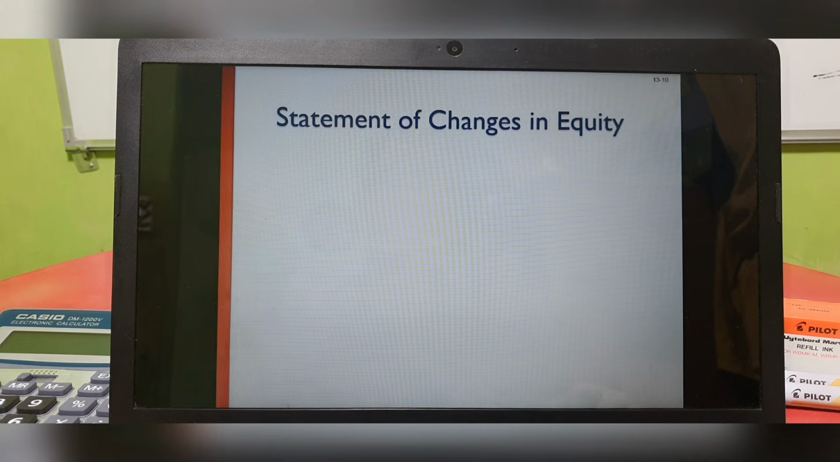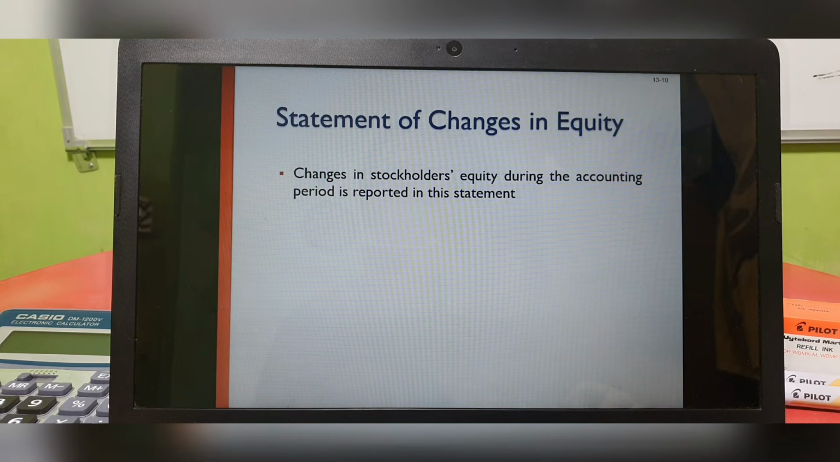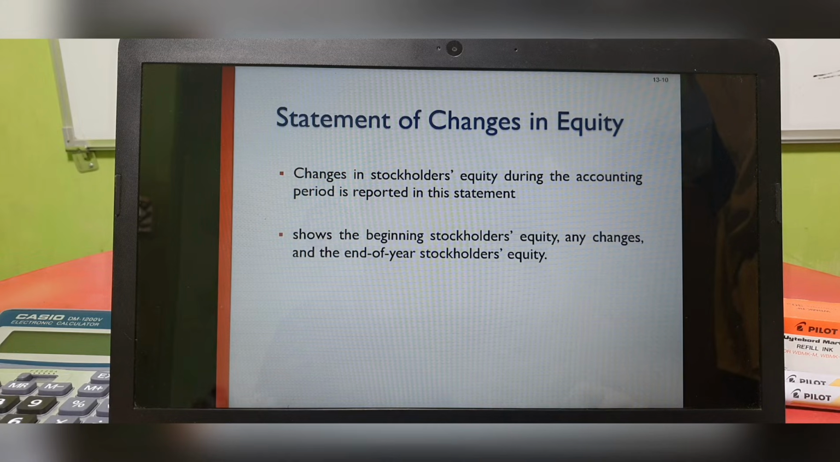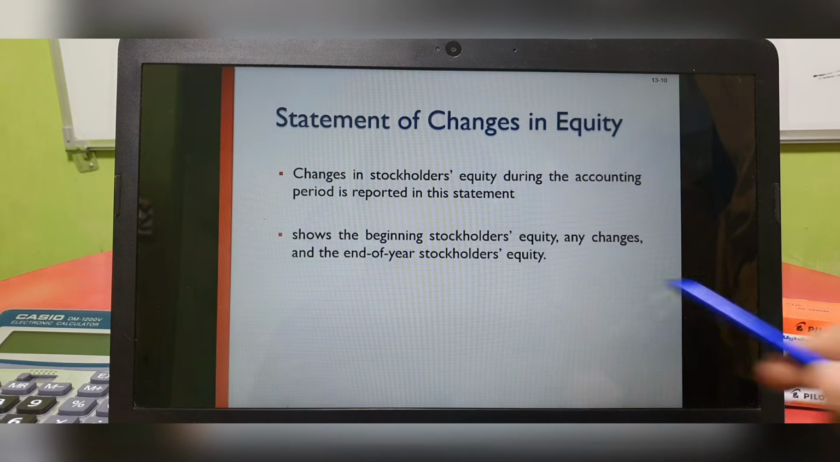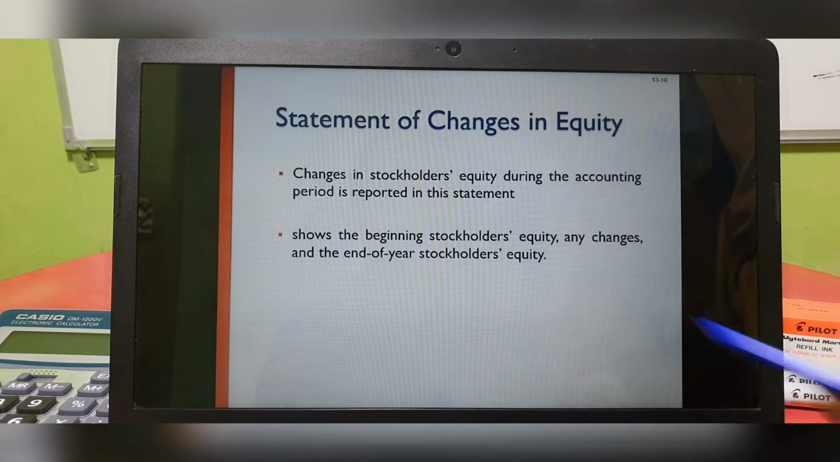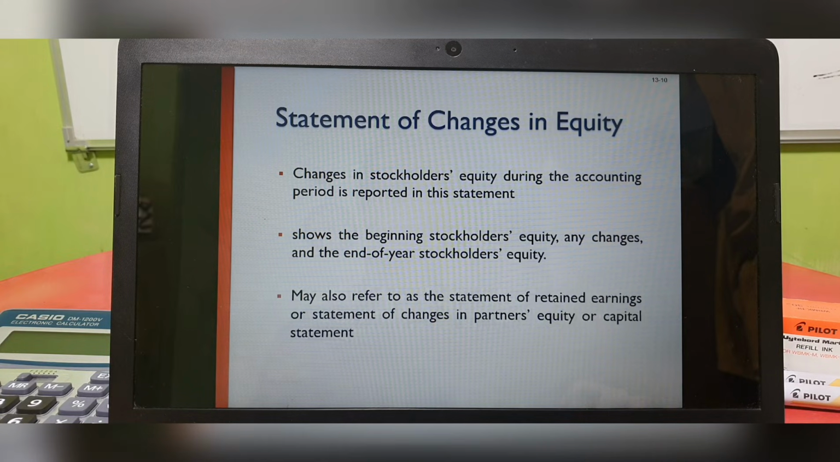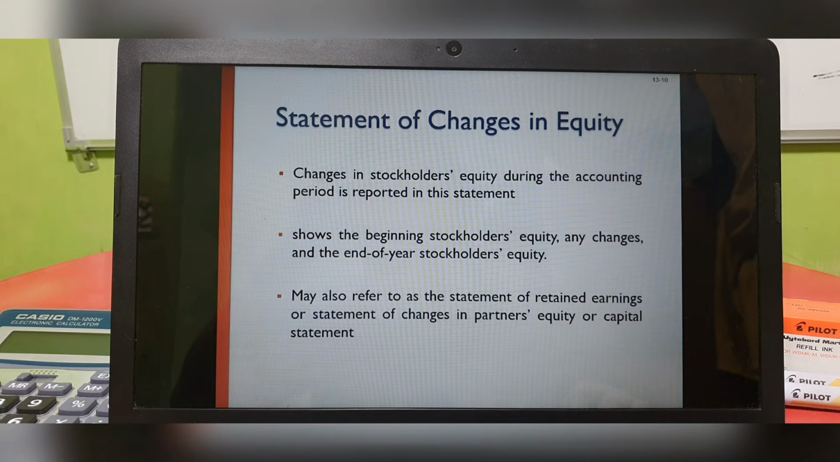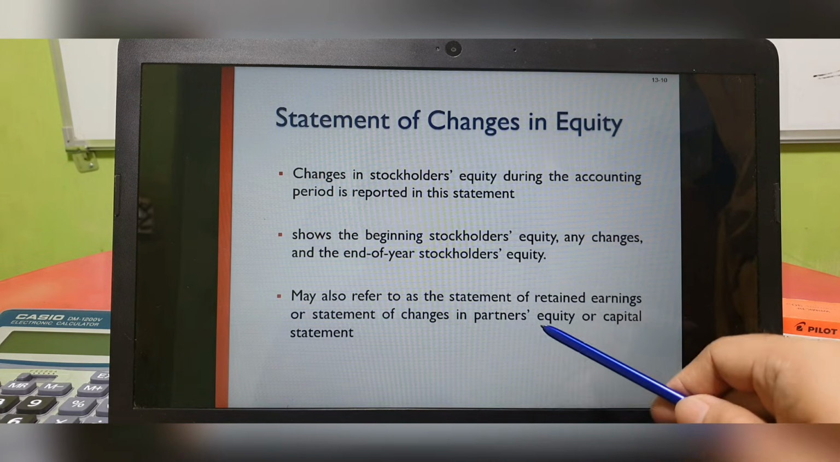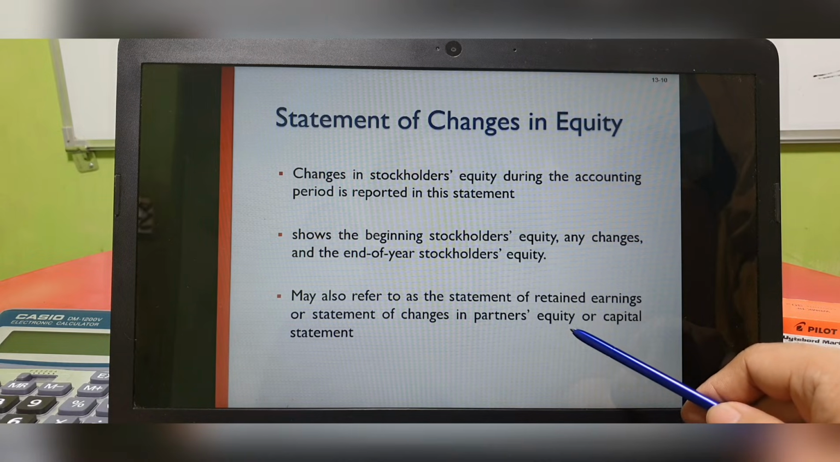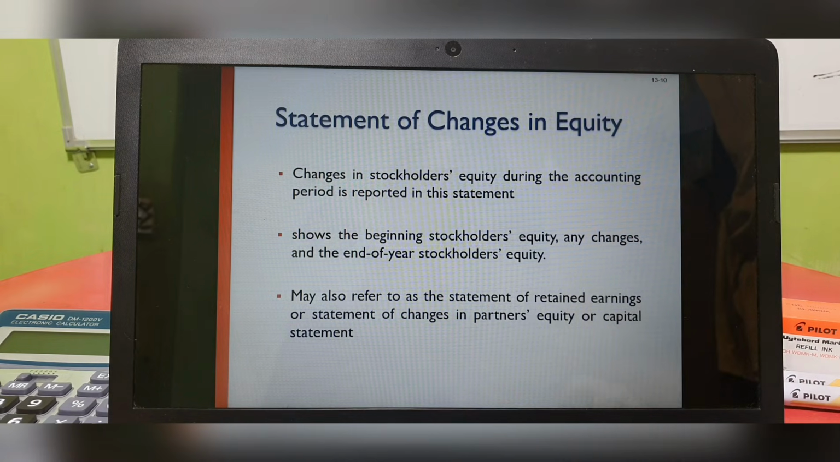Now, the third key component or key financial statement is statement of changes in equity or the capital statement. It shows the changes during the period. And it shows the beginning and ending balance, and of course, what happened during the accounting period, the changes. Okay? And sometimes we may also refer to this as the statement of retained earnings or statement of changes in partner's equity in case of the partnership or capital statement.